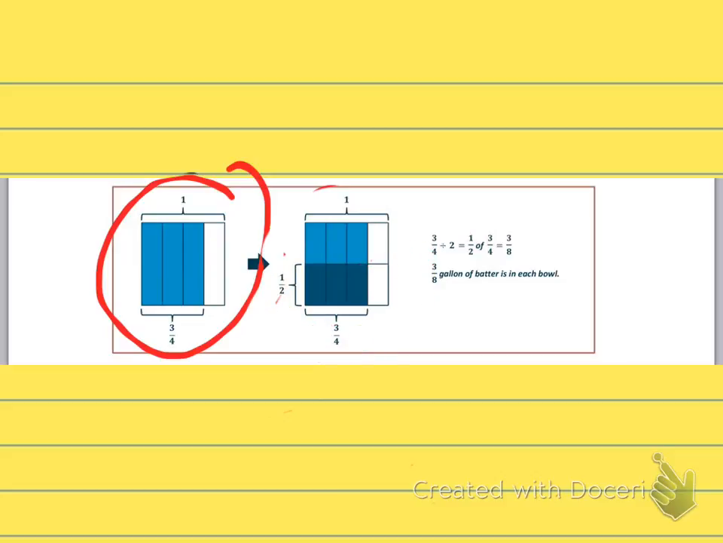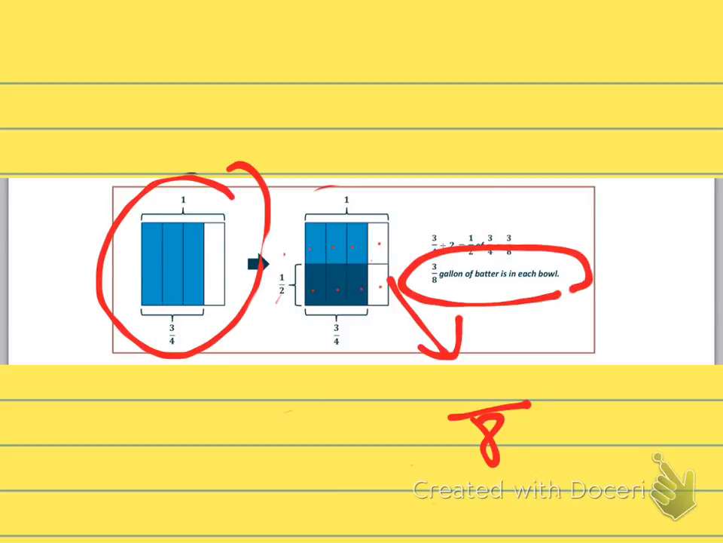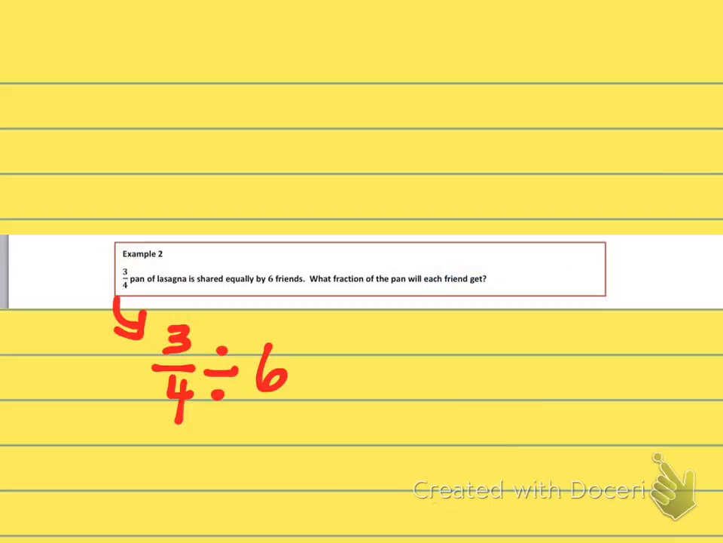So out of this visual here, now it became 1, 2, 3, 4, 5, 6, 7, 8. 8 total pieces, but because we just want to know how much for one bowl, we would just use the 1, 2, 3. So 3/8. And remember how I had done that problem without the visual? I just multiplied, and the 2 became a times 1/2, and we still got the same answer. Okay, so let's go over the next problem.